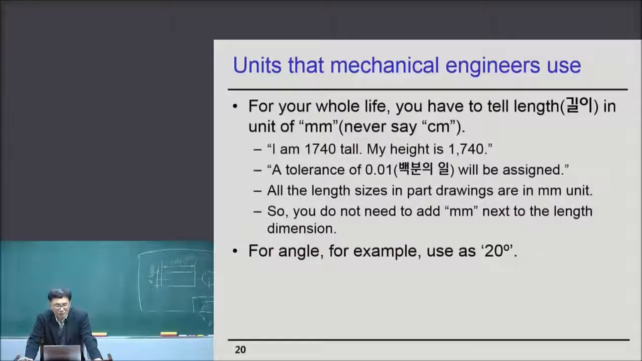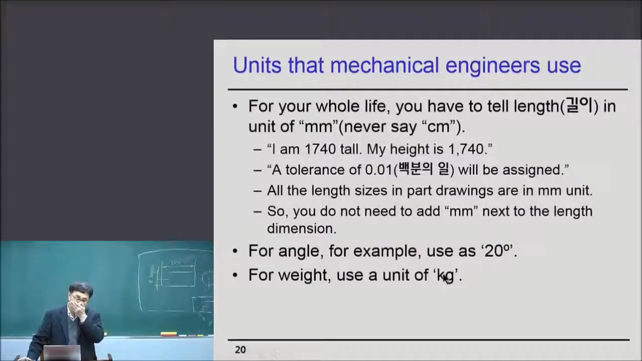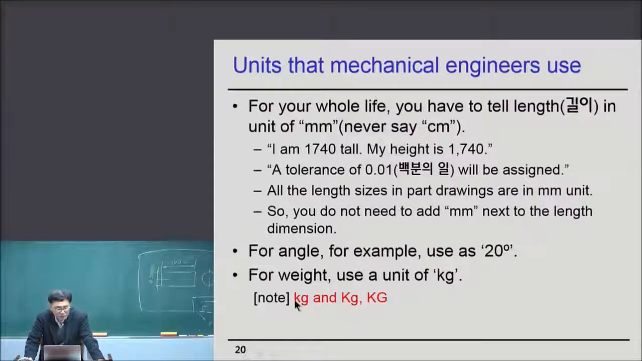For angle, we use degrees, 20 degrees, and for weight, we use the unit of kilogram. Kilogram is the standard. But notice that kilogram consists of small letters, k and g. Never use a capital letter K. Capital K means Kelvin, the temperature unit. Small k is 1,000. Capital G is giga, not gram. So this would be Kelvin-gram, Kelvin-giga. It would mean giga Kelvin, a temperature unit.